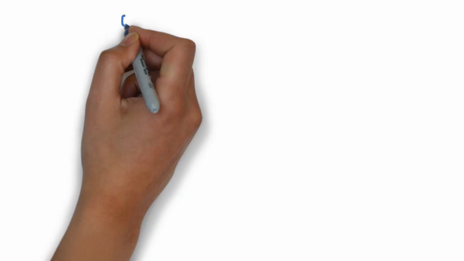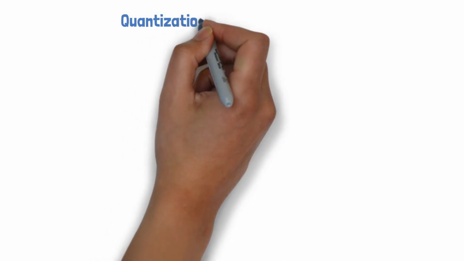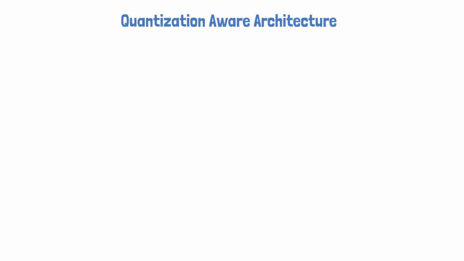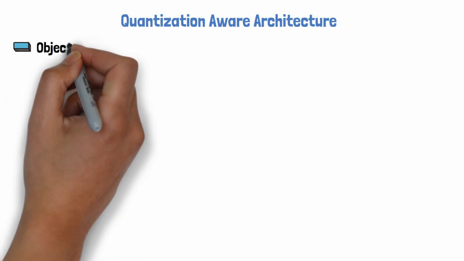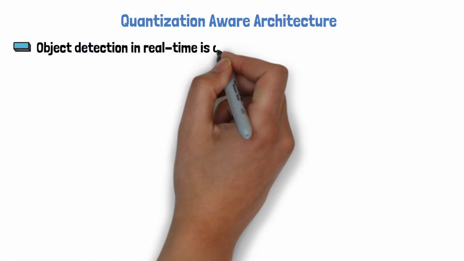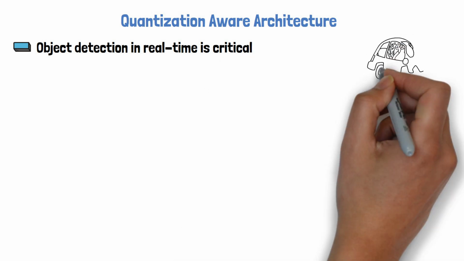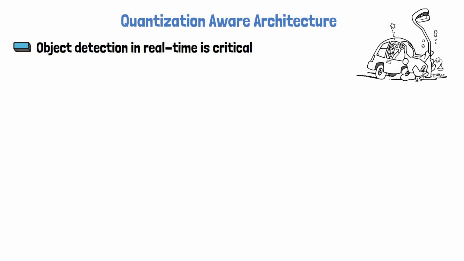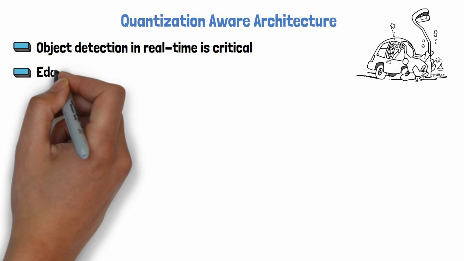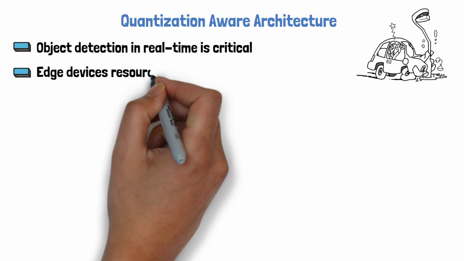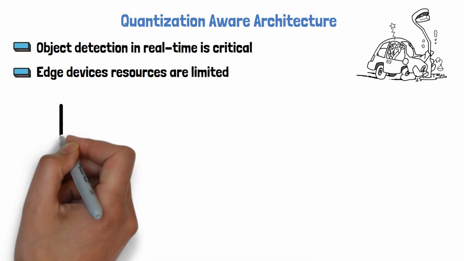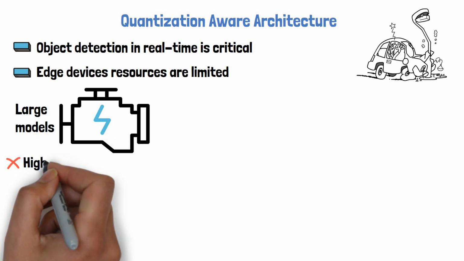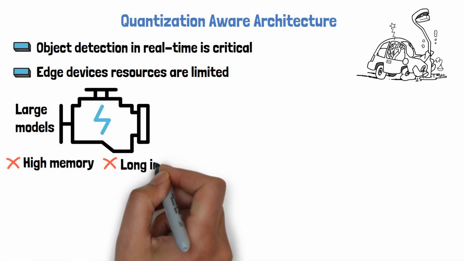Another attribute that helped YOLO NAS reach great results in super low latency is quantization aware architecture. So what does it even mean? Well, object detection in real time is critical for various applications, such as the safe use of autonomous cars. So we want to deploy object detection models on cars, phones and more, instead of running the model in the cloud. However, edge device resources are limited, so it is hard to deploy large models on them due to their size and also long inference time.